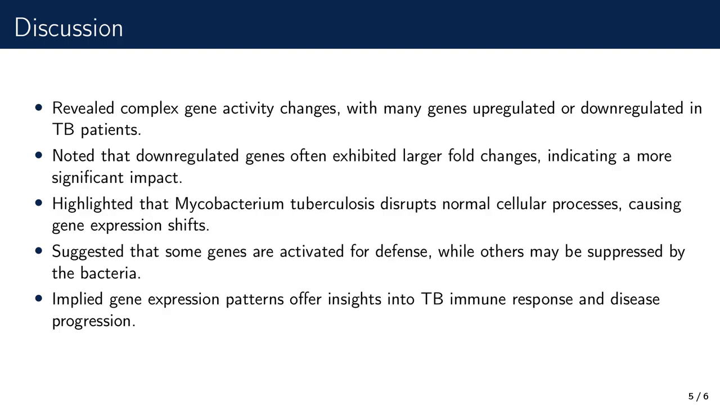The findings revealed a complex picture of gene activity changes in pulmonary tuberculosis. A large number of genes were found to be either upregulated, increased activity, or downregulated, decreased activity, when comparing patients with TB to healthy individuals. Interestingly, while more genes were initially found to be upregulated, the downregulated genes often showed much larger fold changes, suggesting a more dramatic impact on their normal function.